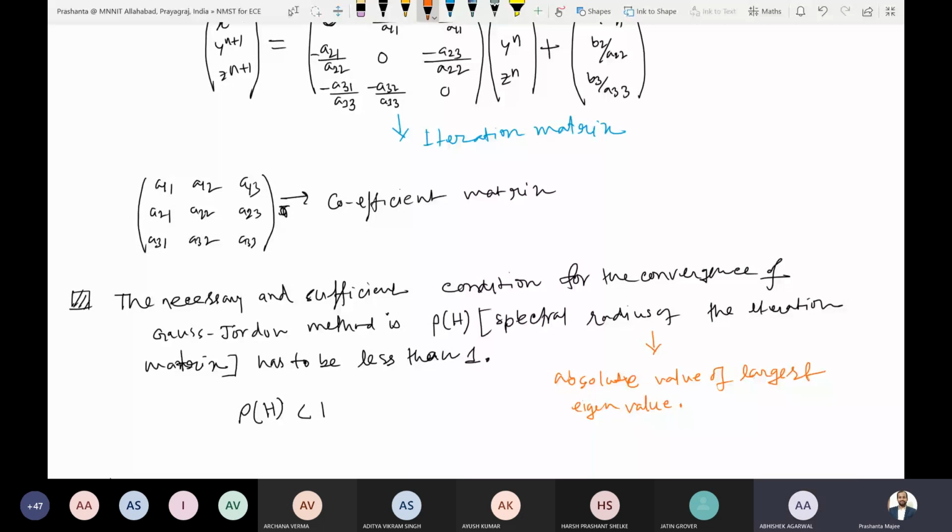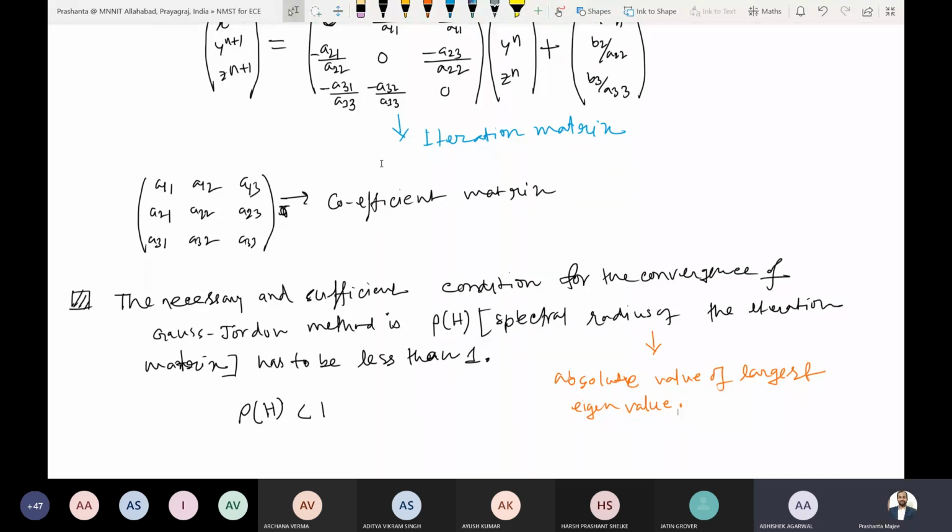But to create the iteration matrix and then compute its eigenvalues and check would be a bit difficult. So we have another criterion. If that is satisfied, then rho of H will automatically be less than 1. Okay. So rho of H has to be less than 1. That is the necessary and sufficient condition. But it will be a bit difficult to check this. First you have to create the iteration matrix. Then you have to find the largest eigenvalue. It has to be less than 1.